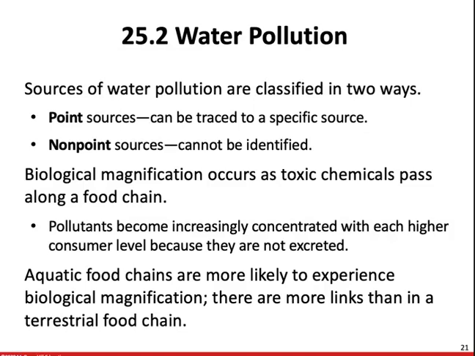Aquatic food chains are more likely to experience biological magnification just because there are more links than in the terrestrial food chain. There are going to be more fish feeding on single point resources in an aquatic environment than in a terrestrial environment, where there's the ability to migrate and rely on other food sources. Mercury levels can be really high in top consumers like sharks, swordfish, and tuna.